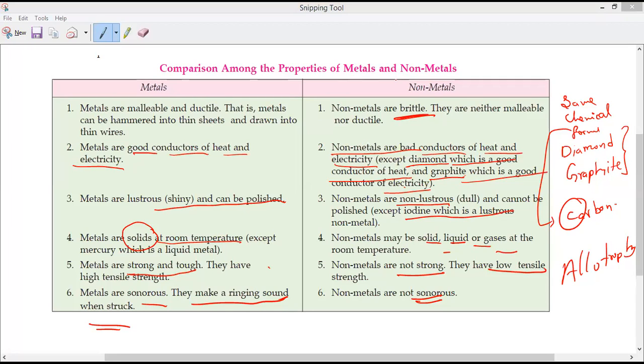Non-metals have low tensile strength. Okay. Understand, Kaushik, Gokul, Krishna, everybody? So this is the comparison of non-metals and metals. I will send the screenshot in the group, so you need not worry. Later you can copy it into your classwork. Is it okay?